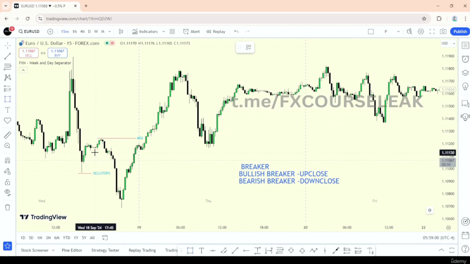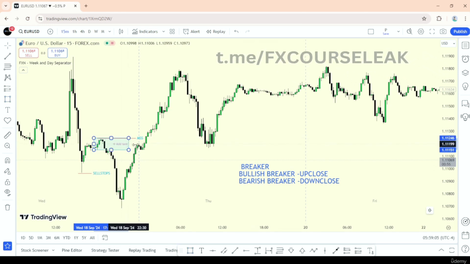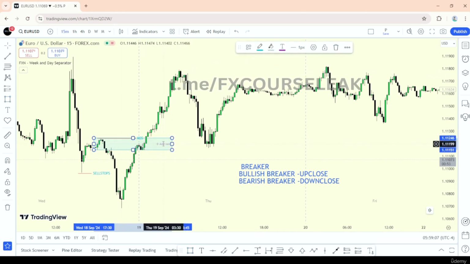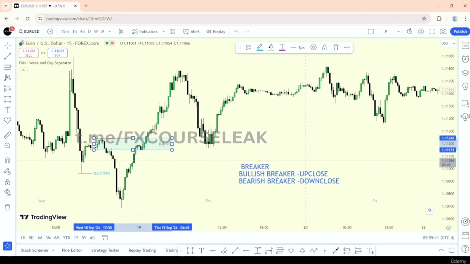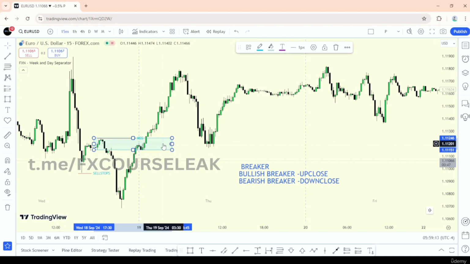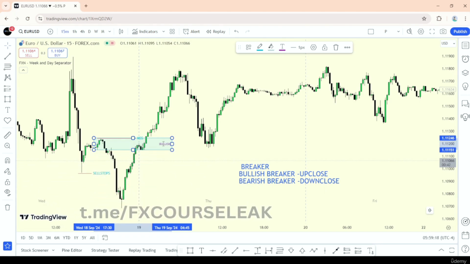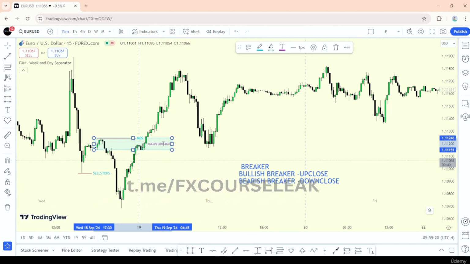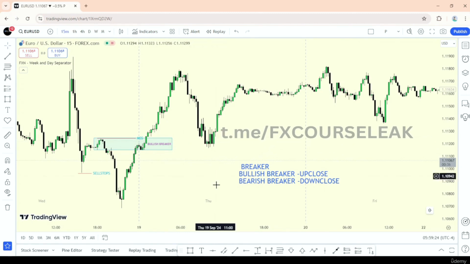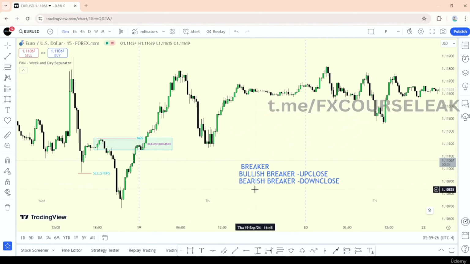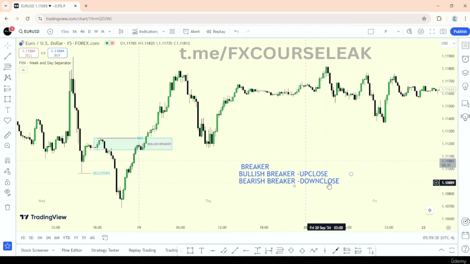So I'll also identify and show you our bullish breaker. So this is our bullish breaker, and I'll also outline it for future reference. I'll also show you a bearish breaker. What is a bearish breaker? A bearish breaker is a down close candle before a down move.